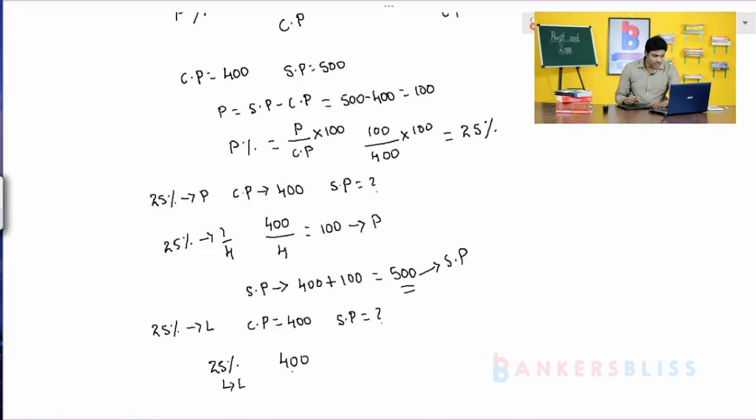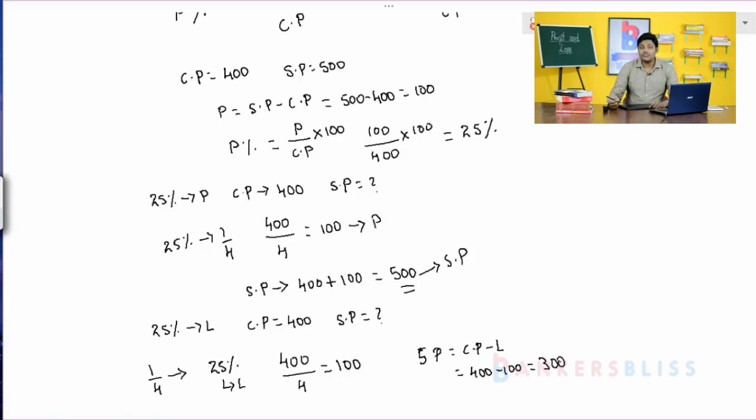So 25% will be how much? 400. 25% is nothing but 1/4. So 400 by 4, again it is equal to 100. Okay. So now what is the selling price? Selling price is equal to cost price minus loss. So that is equal to 400 minus 100, which is equal to 300. See, very simple to calculate.